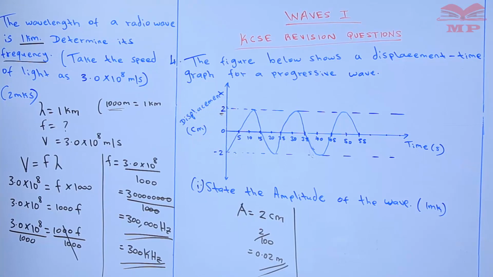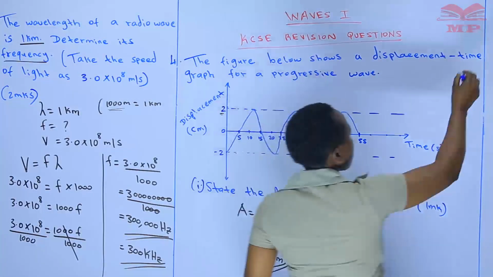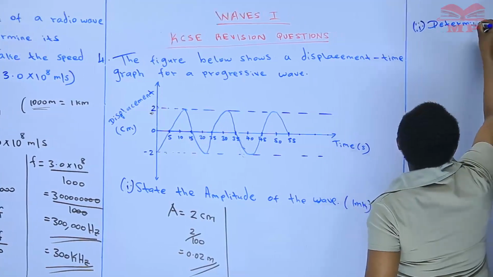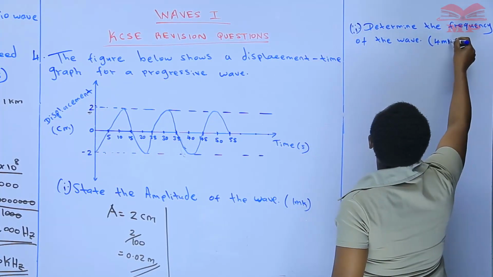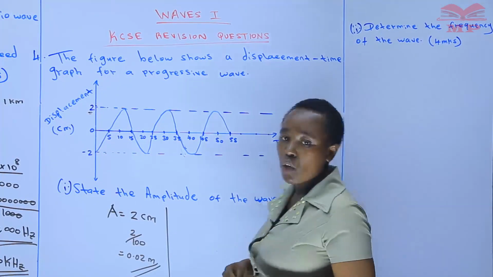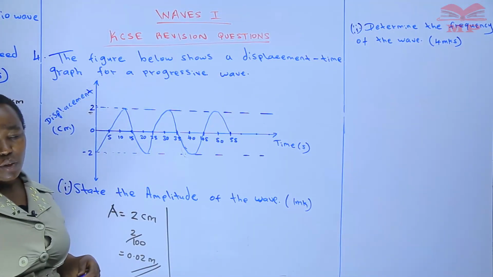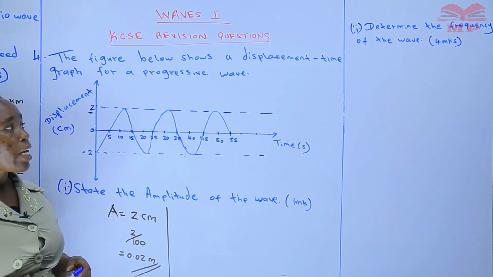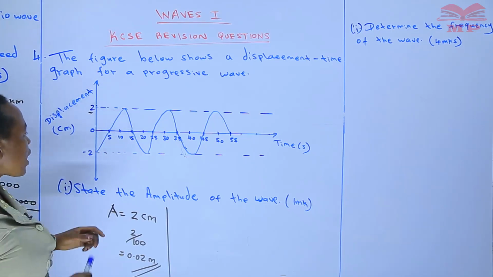We are told to determine the frequency of the wave, and it's 4 marks. Number 2, determine the frequency of the wave, and in this exam it was 4 marks. Now we need first to know, what did we say frequency is? Frequency is the number of oscillations in 1 second.